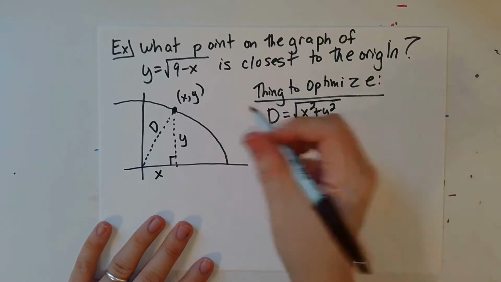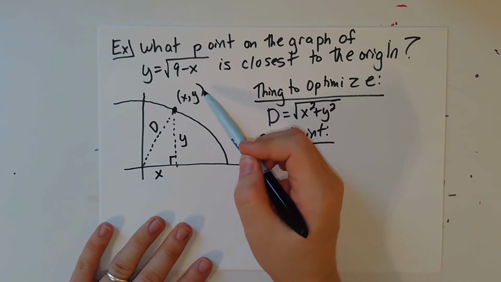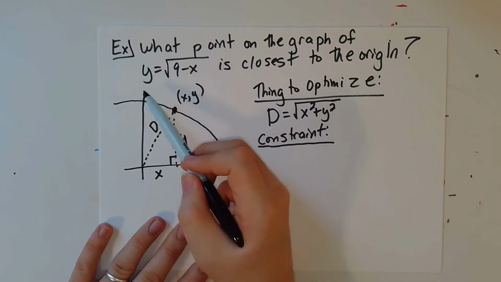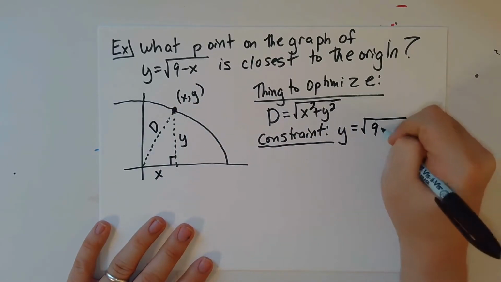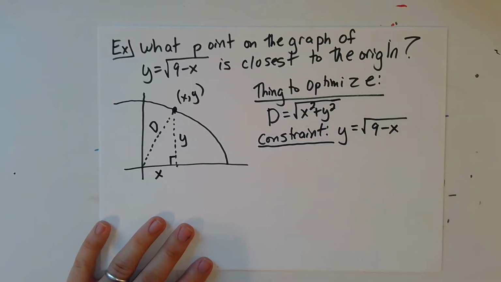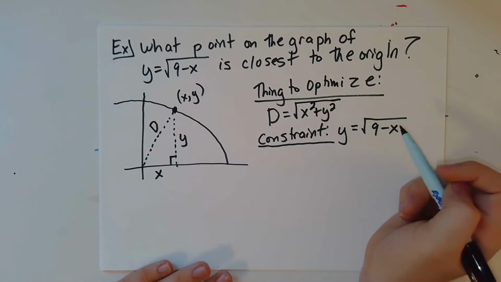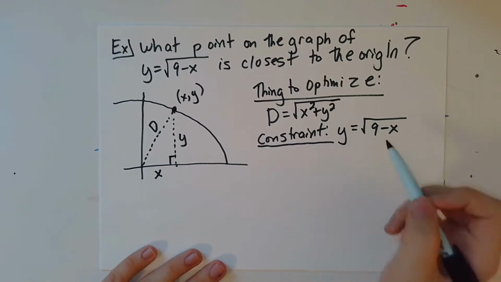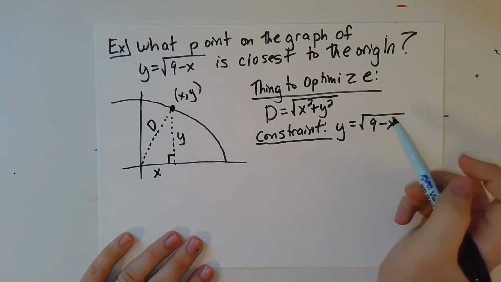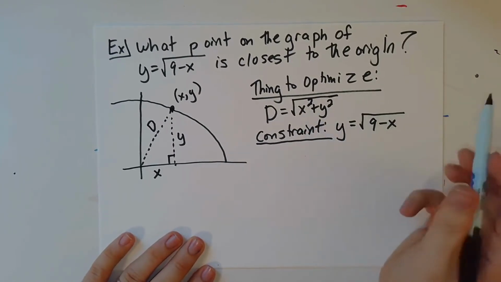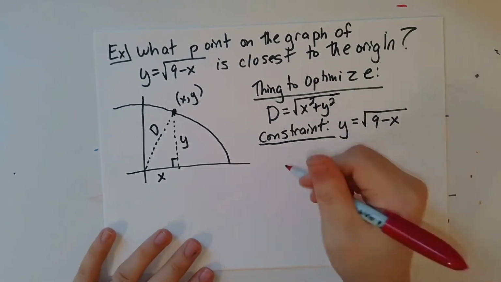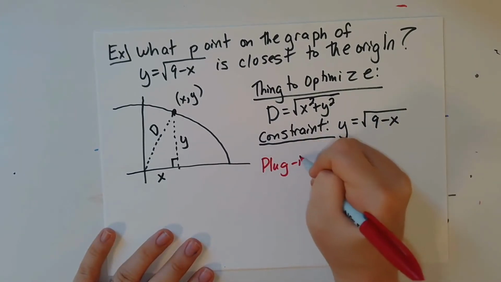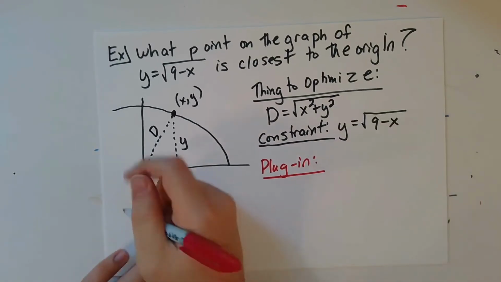But my constraint is that this point x, y has to be pinned to this graph. And so the constraint is, well, x, y is on the graph. When is x, y on the graph? Well, x, y is on the graph exactly when y is equal to the square root of 9 minus x. Okay, now this is super convenient in all kinds of ways, but one of the most convenient things about it is that it's already solved for y, so I can plug it in. So that is our next step, is to solve the constraint, but we've already done that. So next, we'll go ahead and plug this into our formula for D.